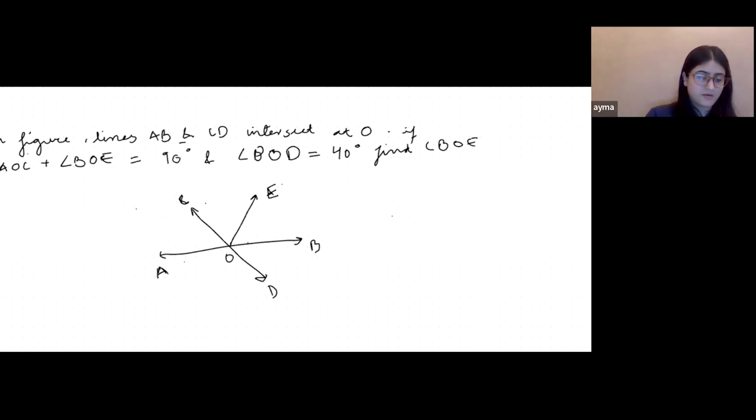Solve the question quickly. In this figure, lines AB and CD, same question as the previous ones. They intersect at the point O. If AOC, that means this angle, and BOE, that means this angle, their sum is equal to 90 degree. This is 90. And BOD is equal to 40. You need to find the angle BOE. That is this specific. Find it quickly.